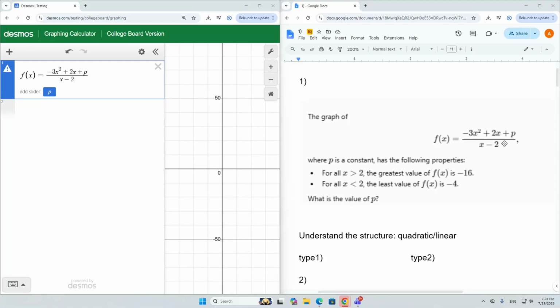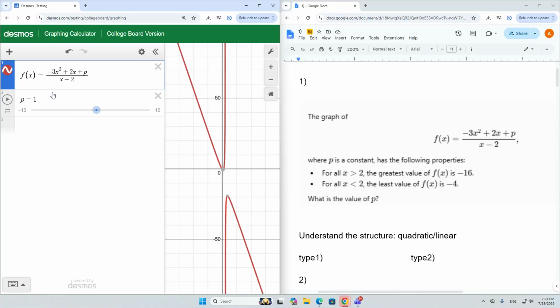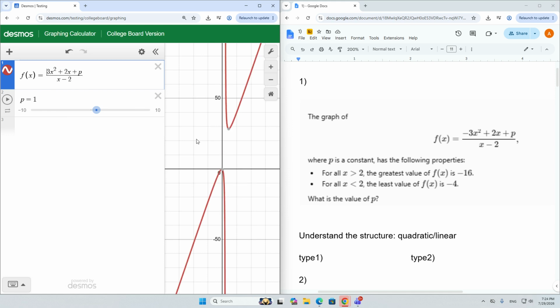All right, guys, we have a quadratic over a linear, so it's important for us to see the structure here. When the coefficient's negative, it's going to look like this. To the right, we're going to have a maximum, and then to the left, we're going to have a minimum, as we can see. And if the coefficient's positive, it's going to be the other way around. We're going to have a minimum to the right and a maximum to the left.